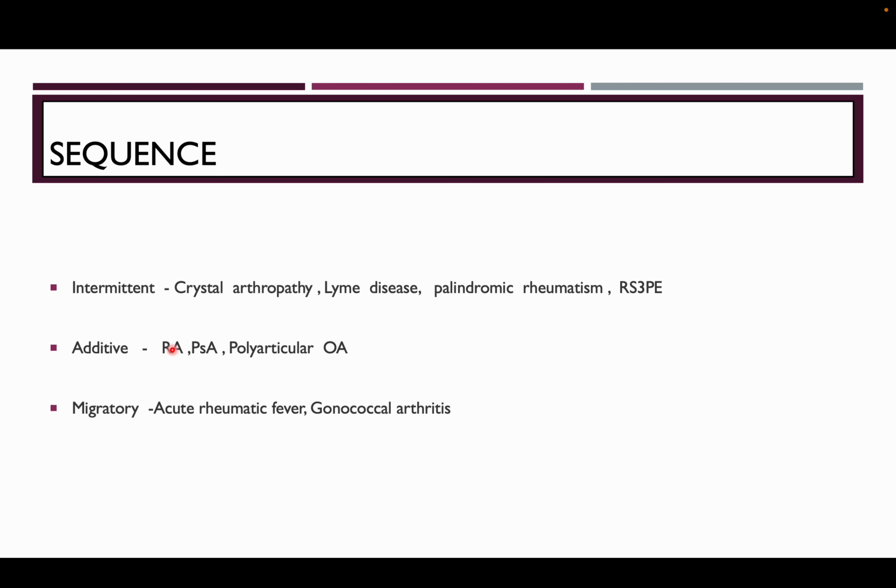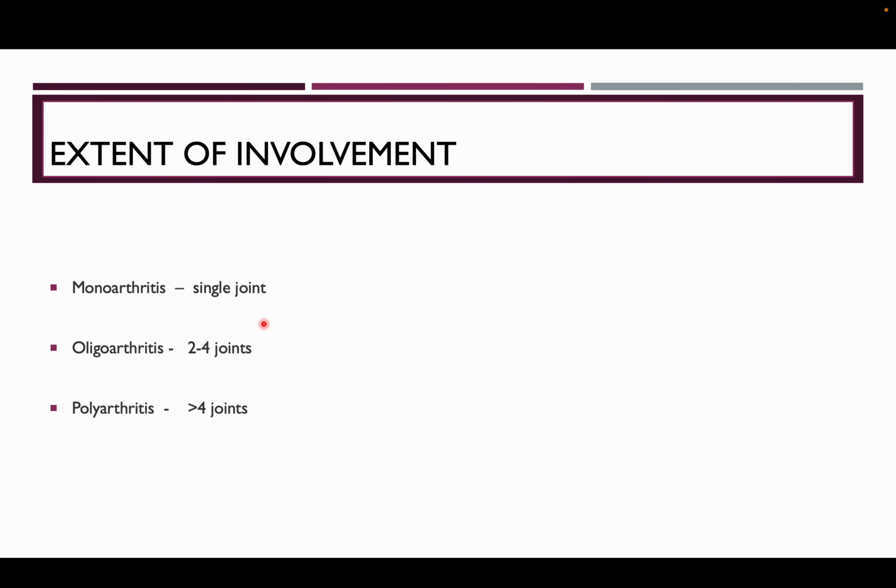Additive is seen in the case of reactive arthritis, psoriatic arthritis can be additive. Polyarticular OA also can be. Initially, sometimes carpal joints, the first carpometacarpal joint in the case of OA. Polyarticular, additive, osteoarthritis is one more thing. Reactive arthritis is one more thing, where additive is the pattern. Migratory: acute rheumatic fever, gonococcal arthritis, one more, where migratory is seen. Additive, reactive arthritis we classically see in our case. Psoriatic arthritis can also be additive. Osteoarthritis, one joint after the other, based on weight bearing, can be additive also.